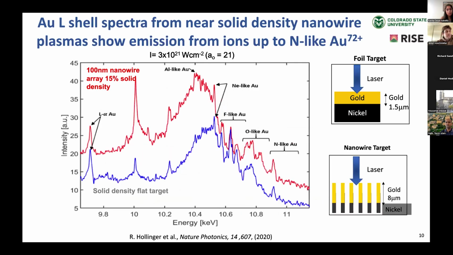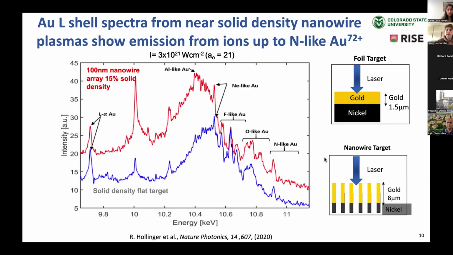More recently, using intensities of 3 times 10 to the 21 watts per square centimeter, we irradiated gold nanowires, creating a near solid density plasma ionized to nitrogen-like states. Again, here's the X-ray emission spectrum of both the flat target, which is the blue, and the gold nanowire arrays, which is the red here.